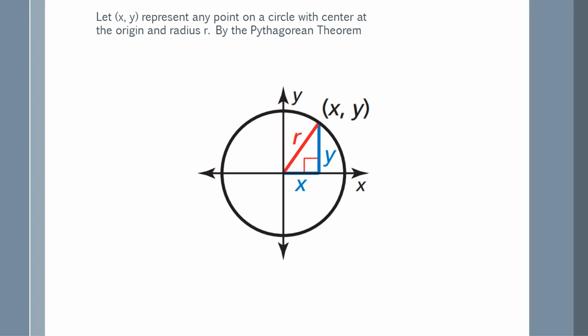Also, the hypotenuse is what? The hypotenuse is your r. And we know r, when dealing with circles, r is your radius.